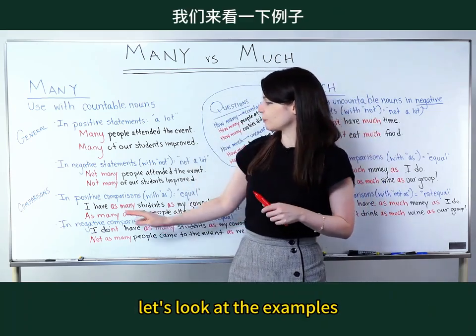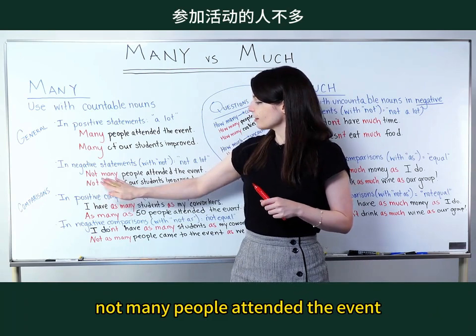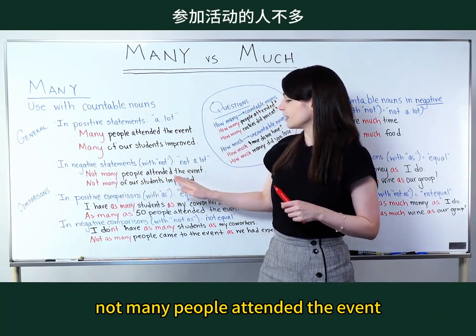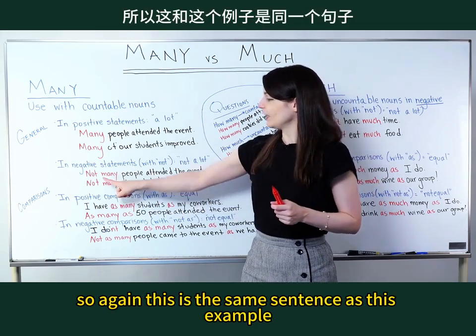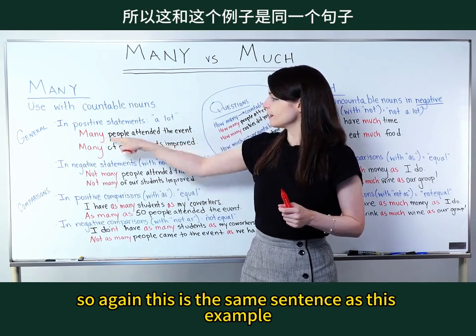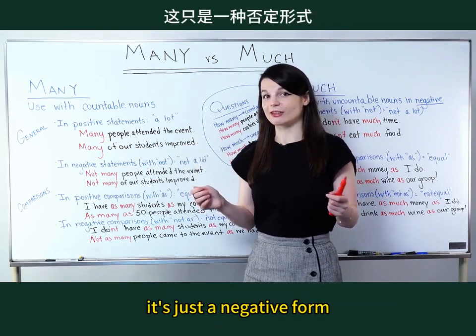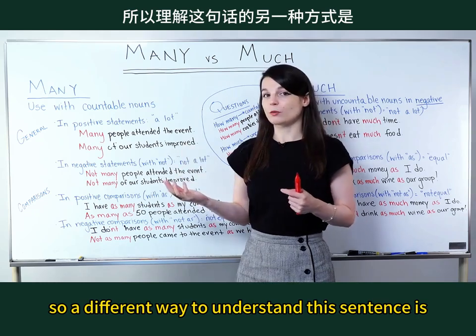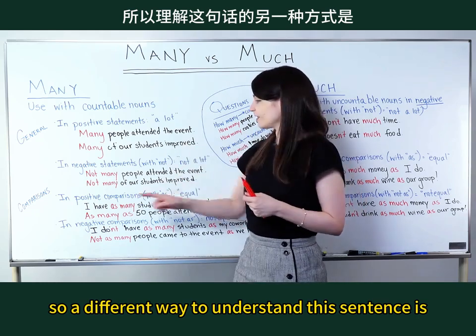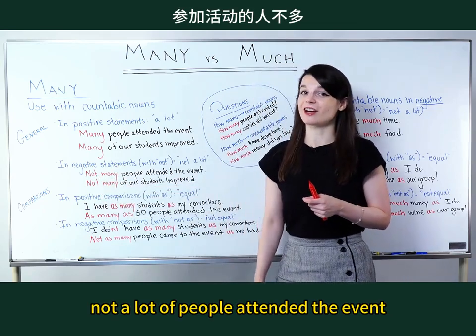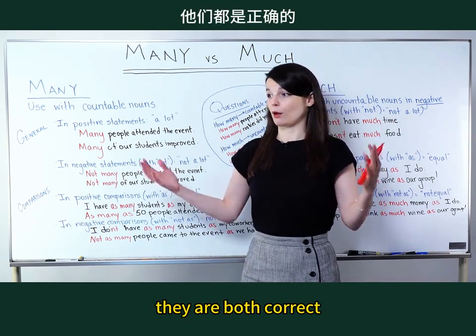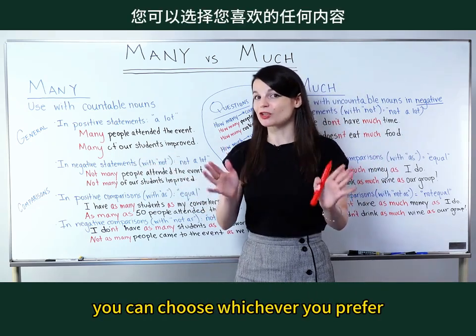Let's look at the examples. First, not many people attended the event. So again, this is the same sentence as this example. It's just a negative form. A different way to understand this sentence is: not a lot of people attended the event. They are both correct. You can choose whichever you prefer.